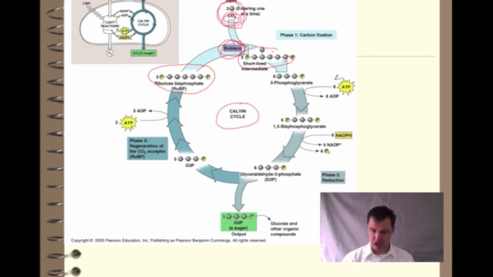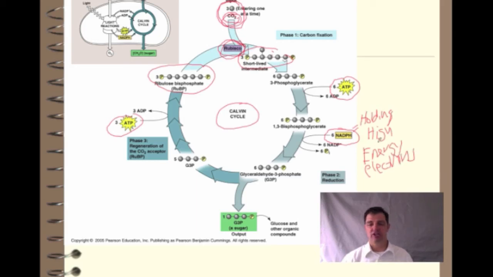And what's going to happen is I'm going to use up my ATP, as you notice there, that I produced. So I'm going to use some ATP up, and I'm going to use up my NADPH. Remember, my NADPH is holding, if you will, my high energy electrons. So I'm going to transfer the energy from my NADPH to make this molecule here, glyceraldehyde 3-phosphate, or G3P.